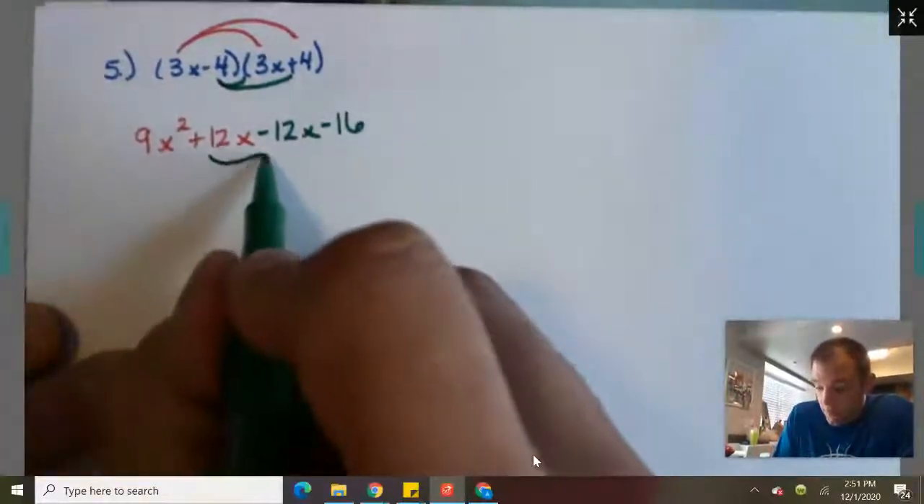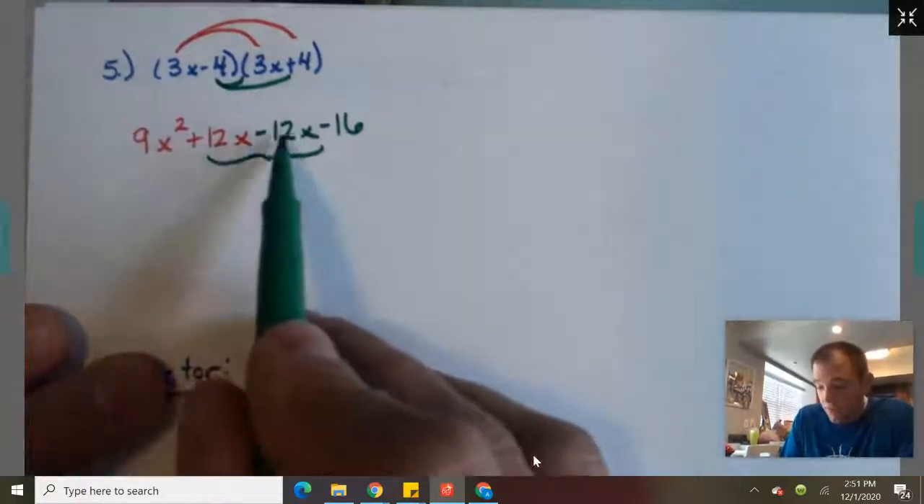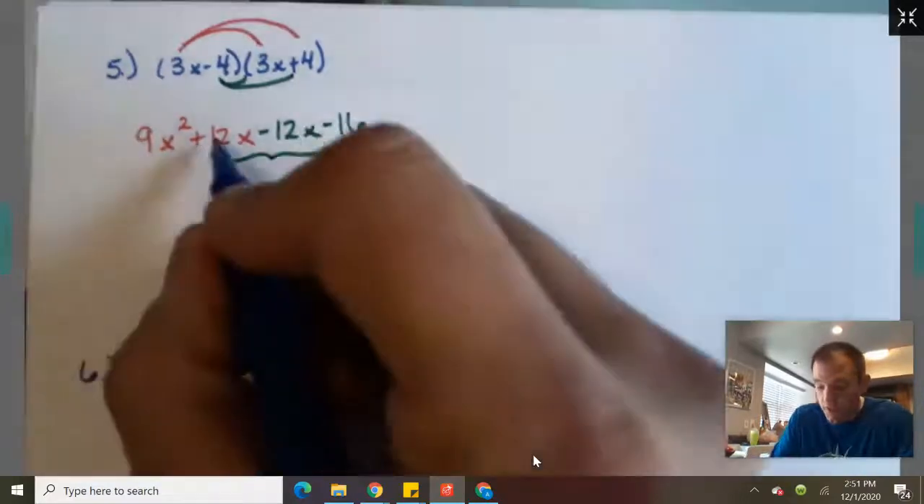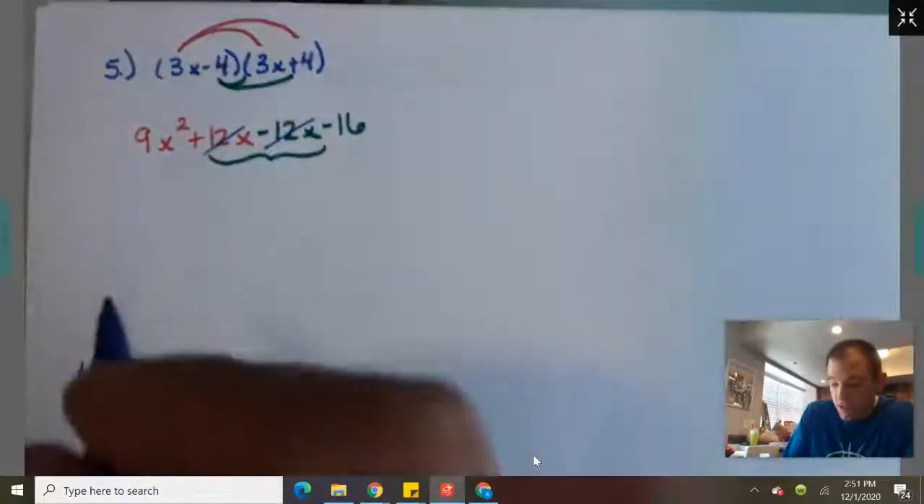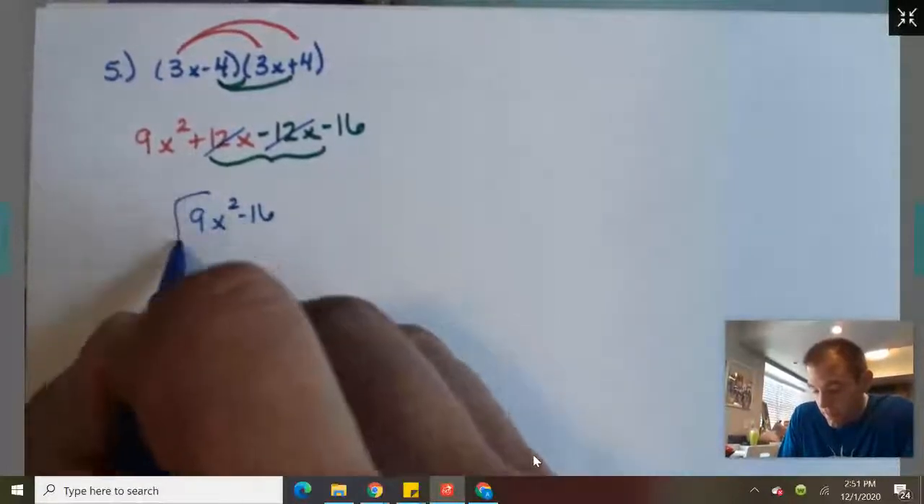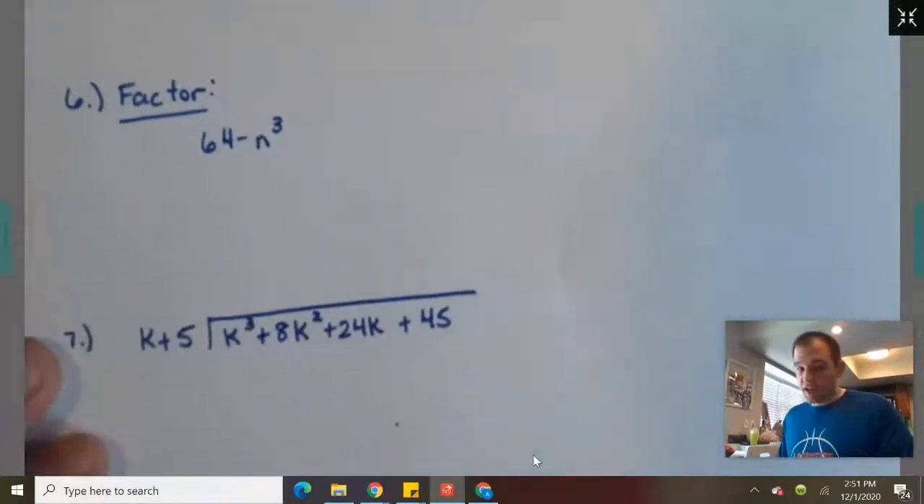And then we look here in the middle. I have two like terms, right? But 12 minus 12, they go away. So those two are going to cancel each other out. So I am just left with 9x squared minus 16 as my final answer. All right? So again, we are just distributing. Distribute, distribute, distribute. Okay? All right, number 6 wants us to factor this.